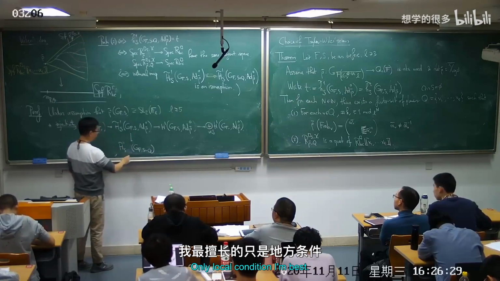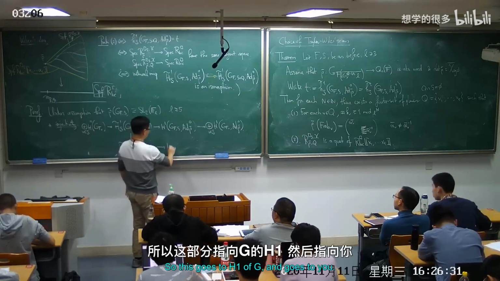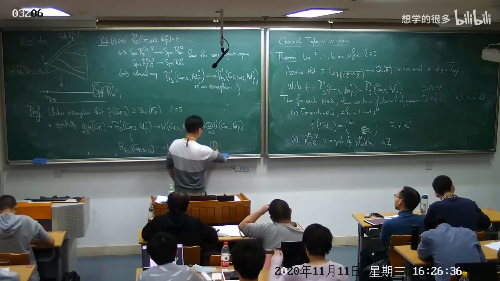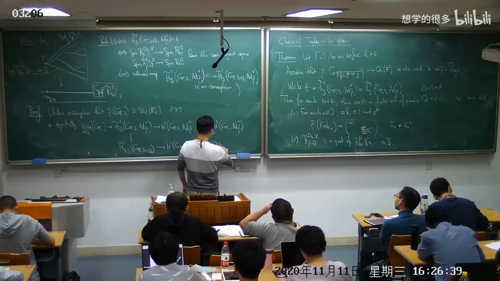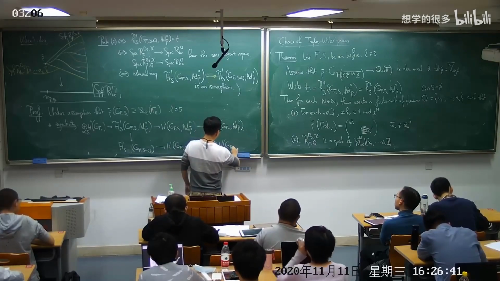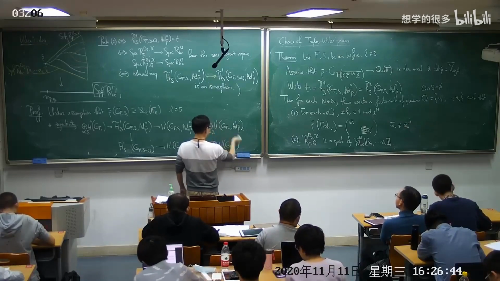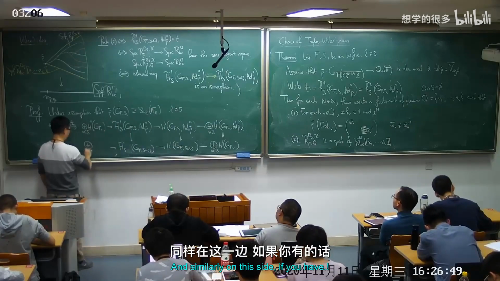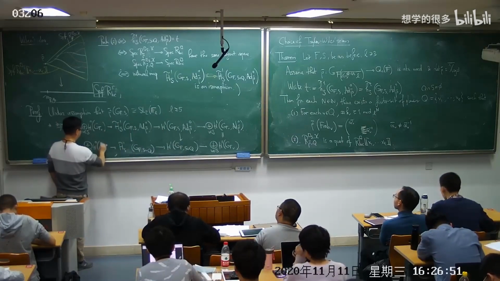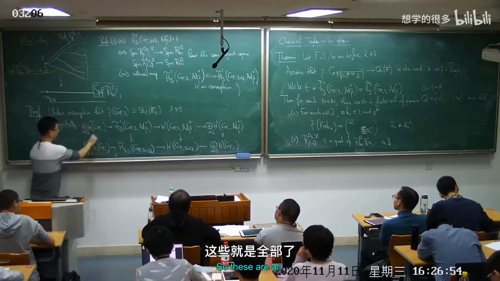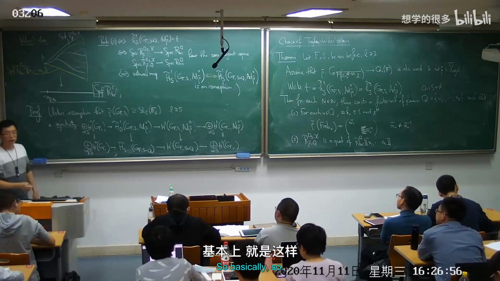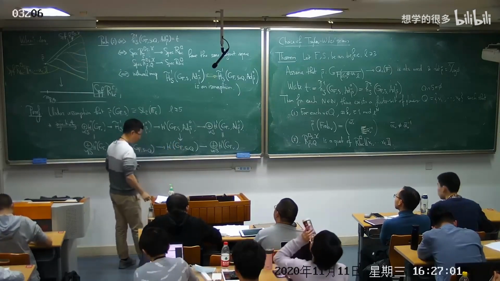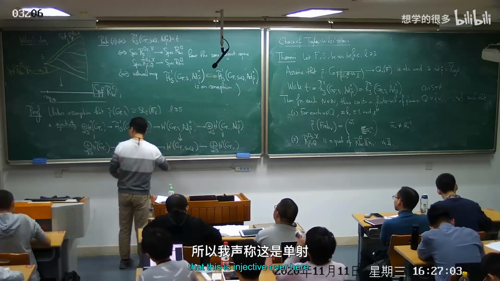Sorry. Look, only the local condition. So this goes to H1 of G_{F,S∪Q}, goes to B. And these are equal. There's a map down here. And similarly on this side you have this. So these are all equal. So basically, I claim that this is injective over here.